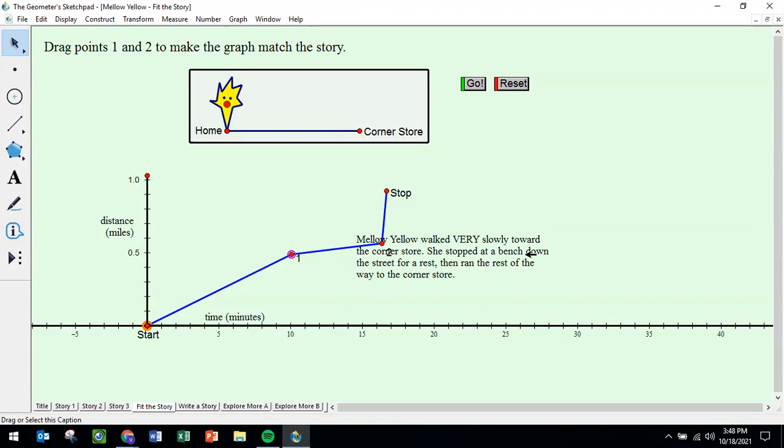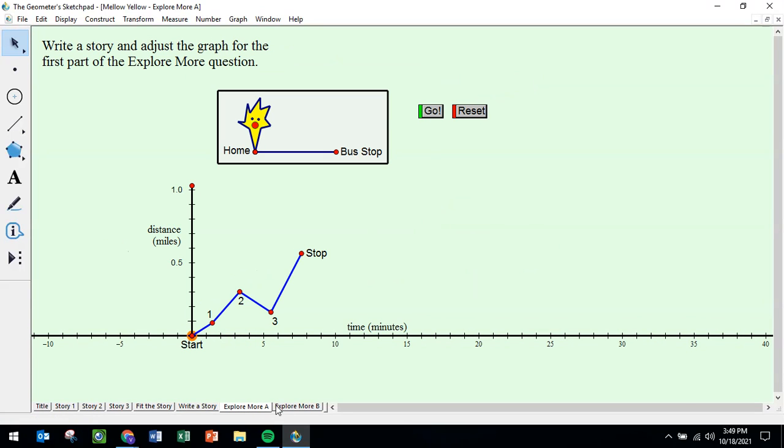She stopped at a bench down the street for a rest. So what does it look like when she stops? It means the line should be flat, not going down, but flat. And then ran the rest of the way to the corner store. What should that look like? Pretty steep, but let's flatten it like that. And then she ran, so the line should be steeper than at the very beginning. And I think that's it. We got some other stories we can do.